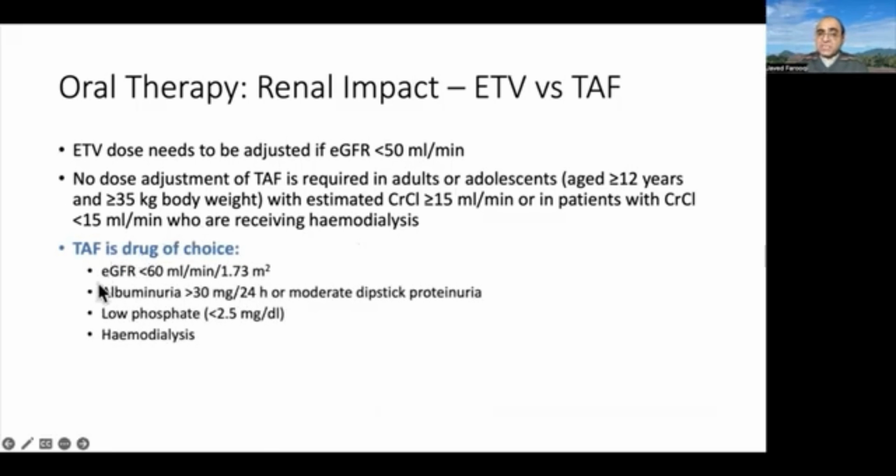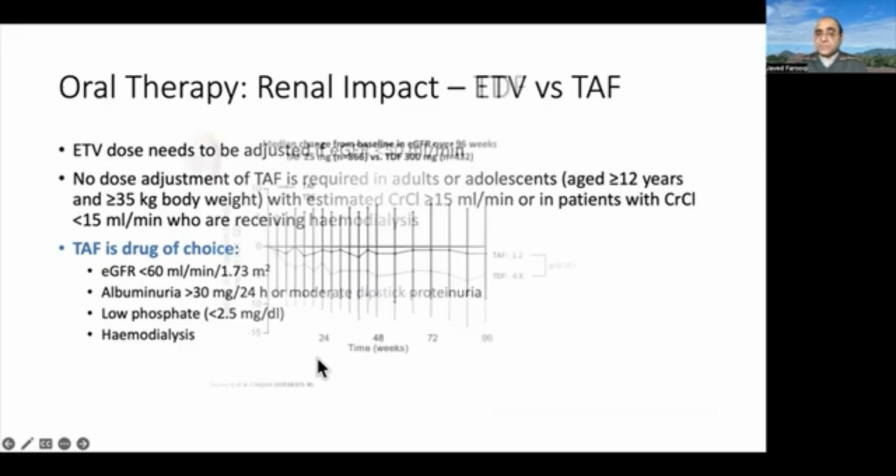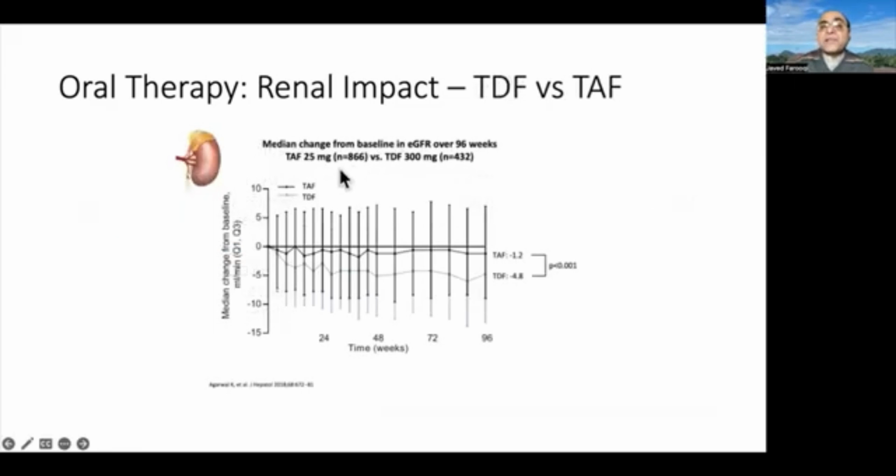TAF is the drug of choice in eGFR less than 60, albuminuria more than 30, low phosphates, and patients on hemodialysis. This graph tells you the median change from baseline in eGFR over 96 weeks of TAF versus TDF. This is the TAF, and this is the TDF. In the TAF, there was no decline and it remained stable.